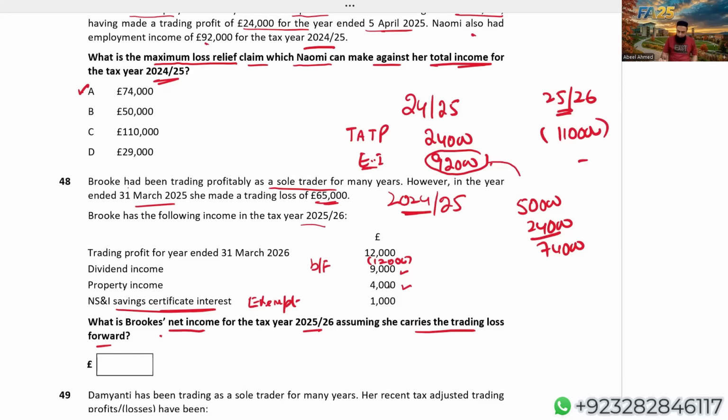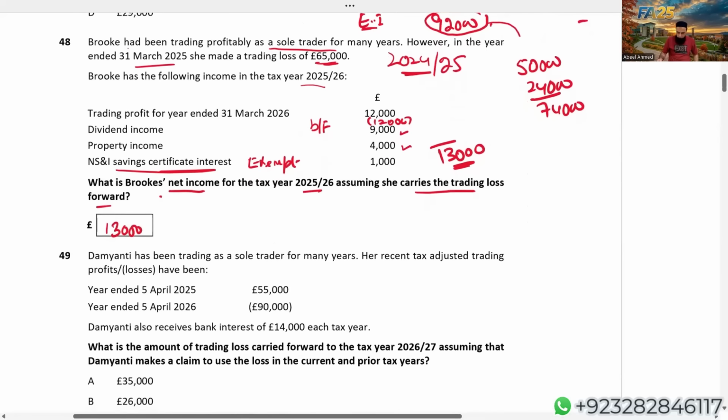Dividend income is 9,000. Property income is 4,000. So your net income in the next year, which is 25-26, is just 13,000. Why is 1,000 not a part of net income? Basically, this 1,000 is exempt income. Logically, exempt income will not be a part of your net income. So simply, your net income for the tax year 25-26 is 13,000. Okay, fine.